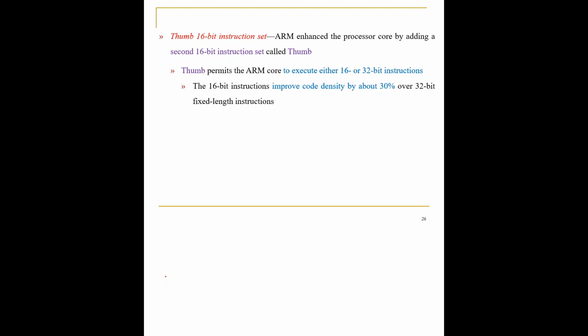Moving on to thumb 16-bit instruction. ARM enhanced the processor core by adding a second instruction set called the thumb. Suppose your instruction is 32-bit, and your processor is 16-bit, which means that at a time it can execute a 16-bit instruction. Now this 32-bit instruction has to be broken into two 16-bit instructions and fed later. So how many machine cycles are going to be taken by this processor? It's going to take 2 machine cycles, right?